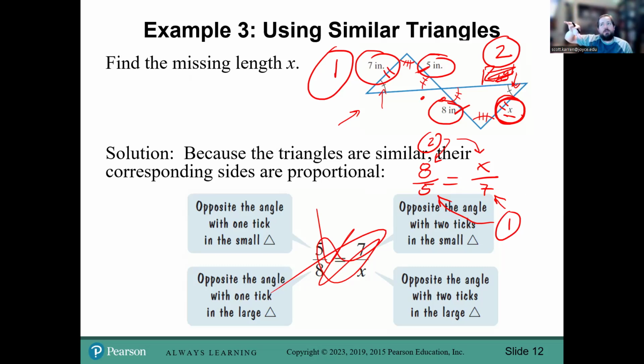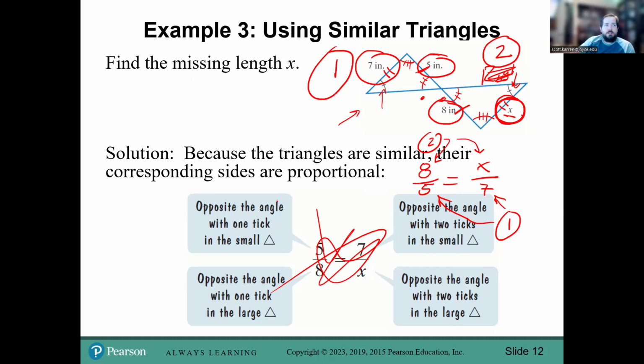side from triangle 2 divided by side from triangle 1 is equal to another side from triangle 2 divided by its corresponding side from triangle 1. Right? So that was tricky to say. I don't know why English has left me today, but that needs to be the case.